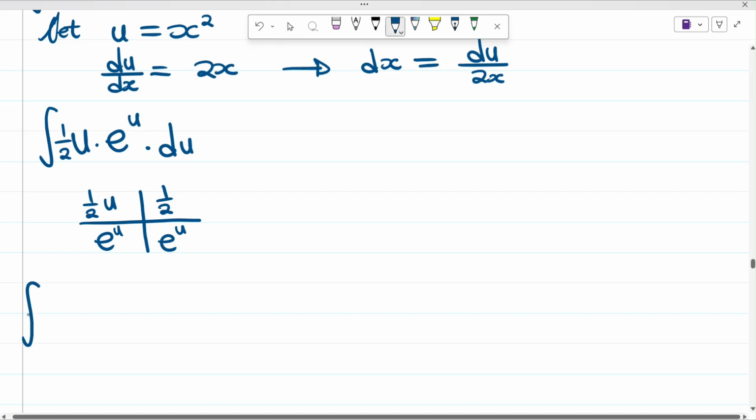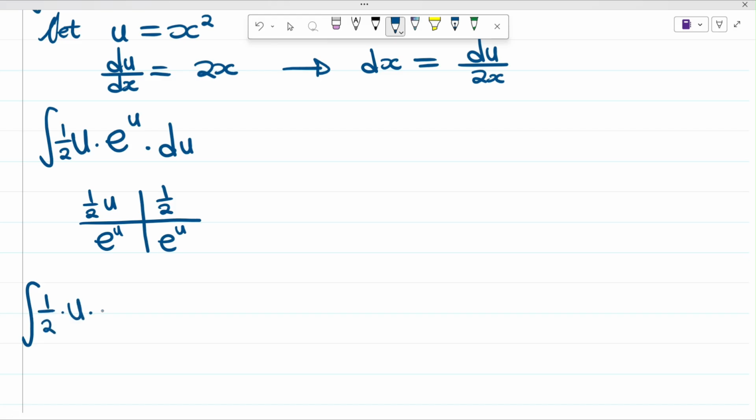So I'm going to write down this. This is going to be 1 over 2 multiplied by u multiplied by e to the power u. The u is going to be equivalent to what? So I will apply the by parts now. I copied it, so this is going to be second multiplied by the third.